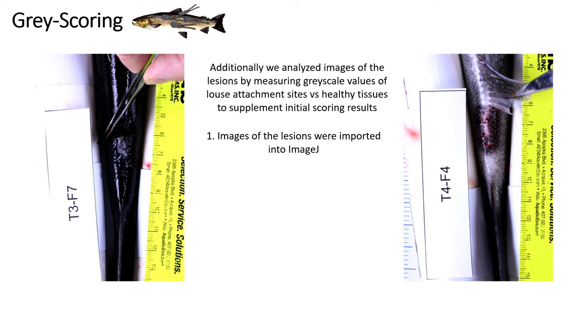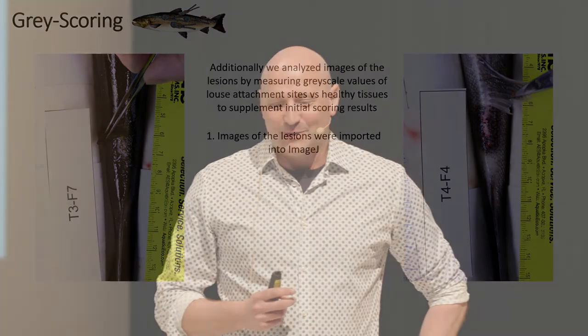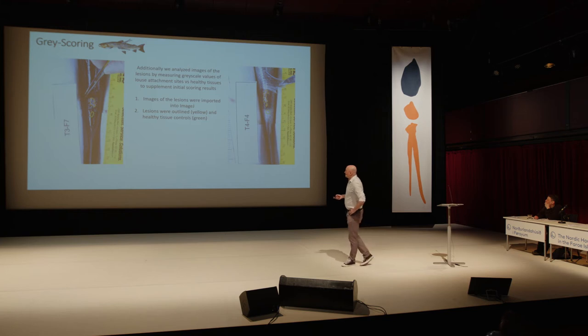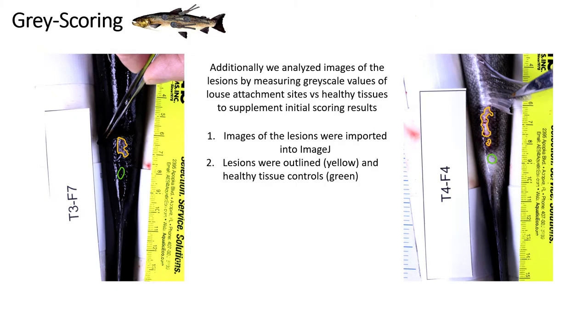We wanted to look at it a little bit differently too. So all of these animals' pictures were taken, had to get the lighting right. It was quite a production from what I was told. And the idea basically was take pictures of all of these different settlement sites and potential lesion sites, and then import those pictures into ImageJ and identify these lesions through that software. So the lesions would be outlined in yellow, as you can see here, and then a reference site in the same type of tissue would also be collected and outlined in green.